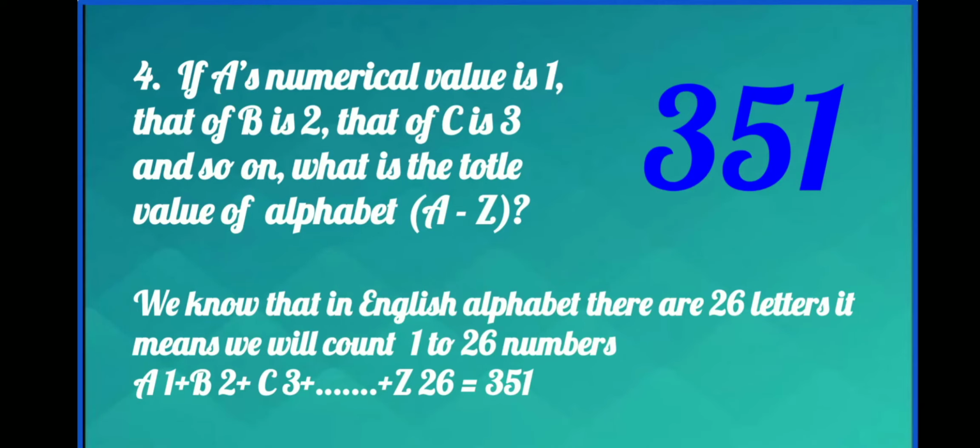Then: if A's numerical value is 1, that of B is 2, that of C is 3, and so on, what is the total value of the alphabet? I mean A to Z. Simple, we know that there are 26 letters in the alphabet. So we will add from 1 to 26, and we will get 351. That is your correct answer.